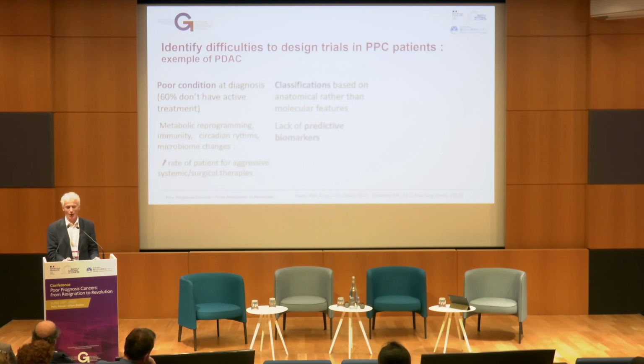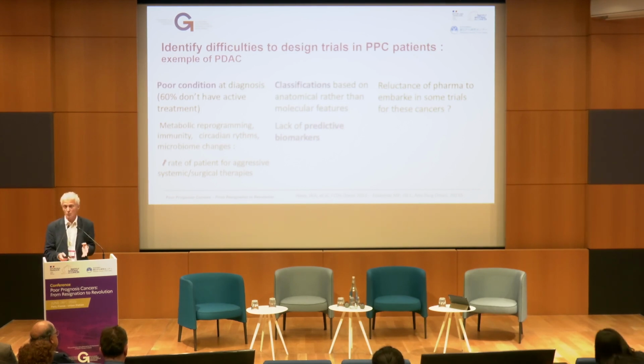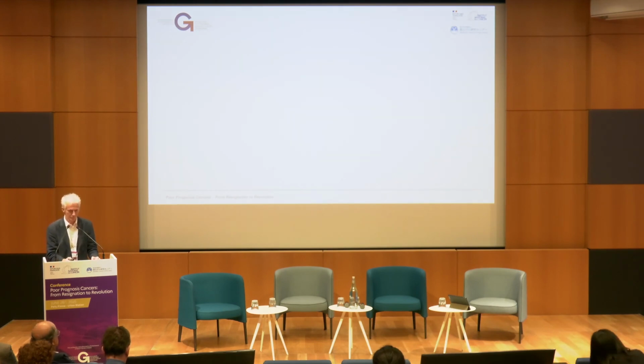And we lack predictive biomarkers to select our patients for a specific treatment. And finally, at the beginning of this research, I found that there was real reluctance of pharma to embark on some trials for this cancer, particularly for patients in a bad condition. We all focus on patients with PS 0-1, okay, but most patients are PS 2, 3 or more, and there are not enough trials for them.